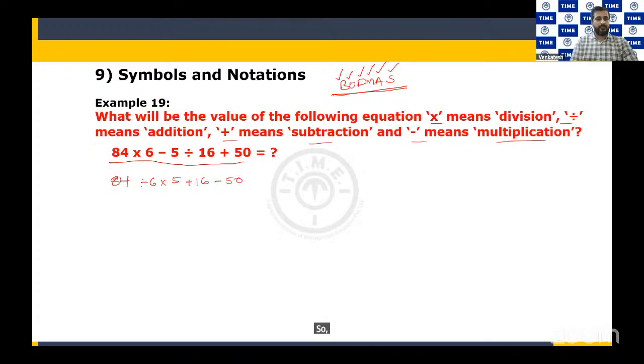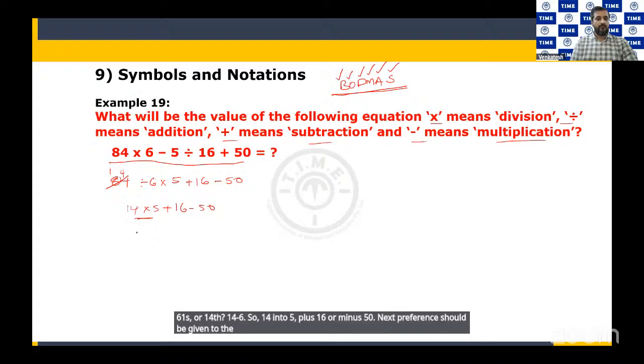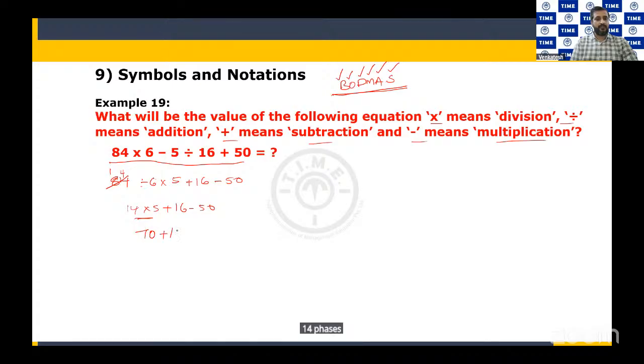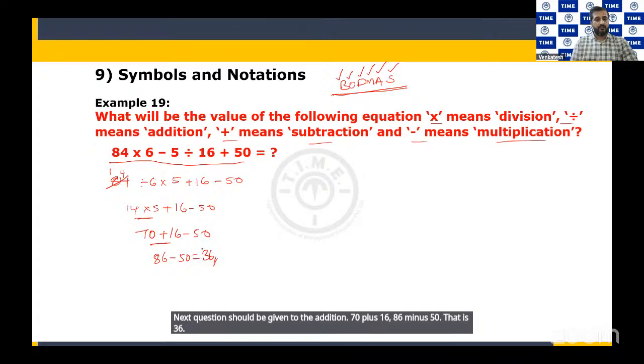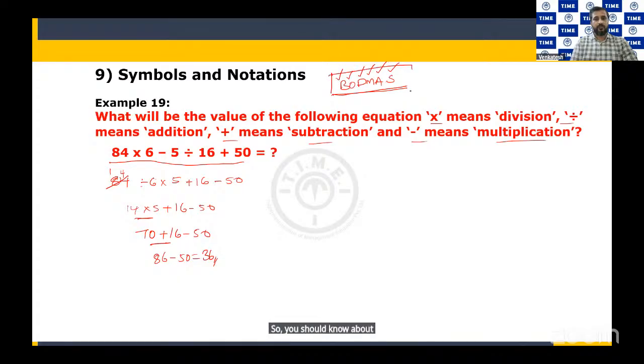So 6, how many times does it go into 84? 14 times. So 14 into 5, plus 16, minus 50. Next preference should be given to the multiplication. 14 times 5 is 70, plus 16, minus 50. Next preference should be given to the addition. 70 plus 16 is 86, minus 50. That is 36. So you should know about the BODMAS rule in these questions.